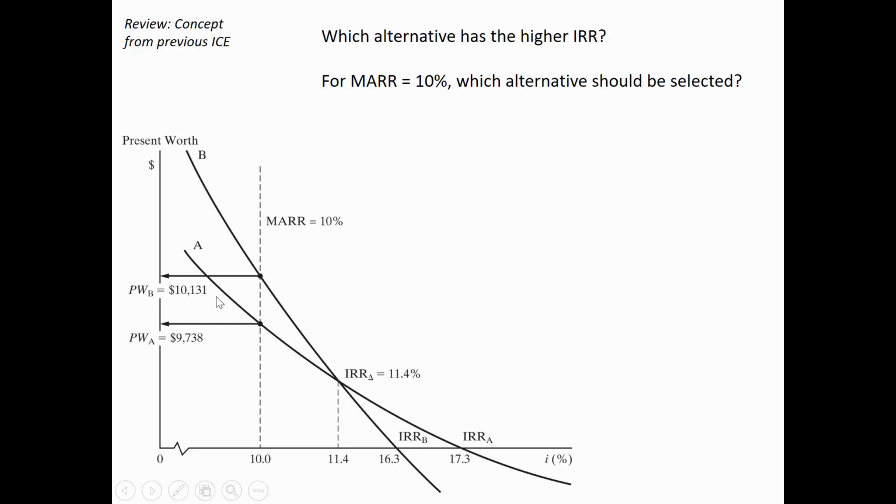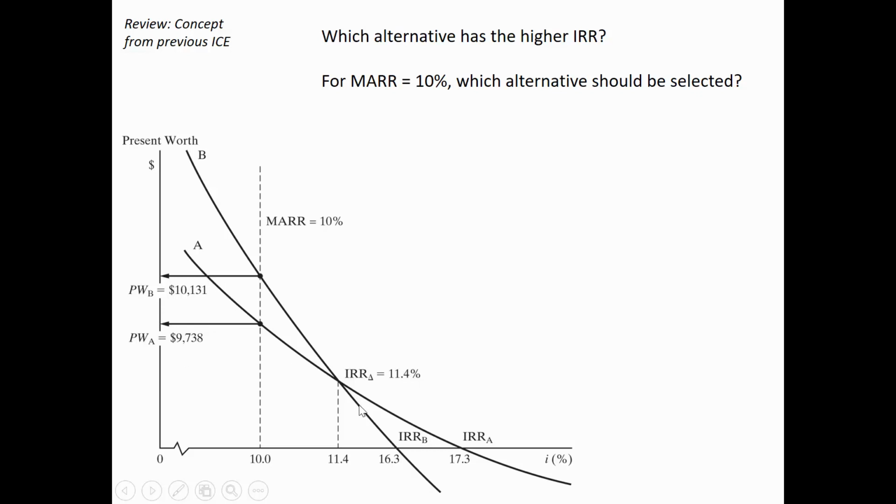It's higher, right. So remember, what we want to do is maximize our profits. It's not necessarily to maximize internal rate of return, but we want to maximize profits. So if our minimum acceptable rate of return is 10%, what that might mean is that's how much we had to pay to borrow the money for the project. So at 10% interest, we're paying off our loan, and then the present value of all the leftover profits is $10,131 for option B, $9,738 for option A. So option B is the more attractive option.